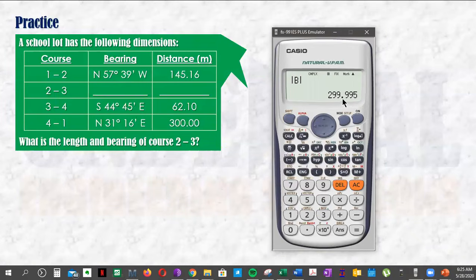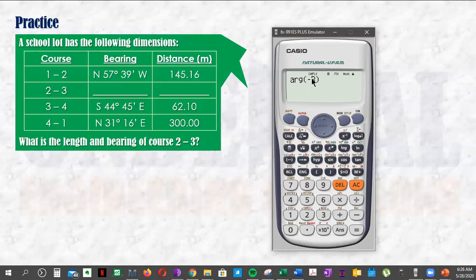So if I'm gonna calculate for its length, again, it's just absolute of B. So it's about 300. So that'd be the answer. The length, or the distance of that course 2-3 is 299.995 or about 300, and its bearing can be solved using argument, shift to 1, and i-negative ko ito.